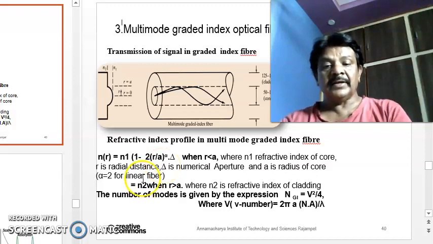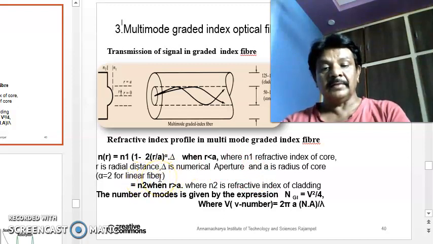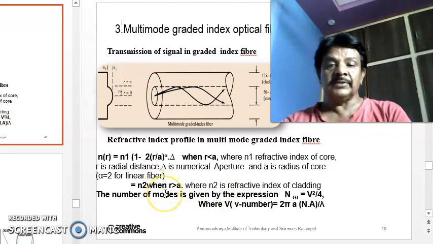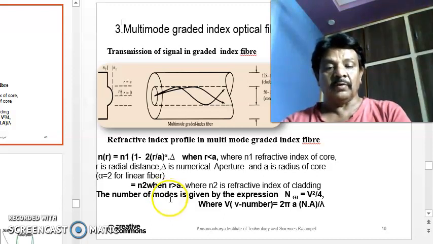That's why the refractive index of the core gradually decreases from the center to the end of the core, where delta is the relative index difference and a is the radius of the core. The alpha value for a linear optical fiber is 2, and n of r is equal to n2 when r is greater than a, meaning in the cladding the refractive index is n2. The number of modes of this optical fiber is given by NGI is equal to V square by 4, where V is the V number, which is equal to 2 pi a n of a by lambda.